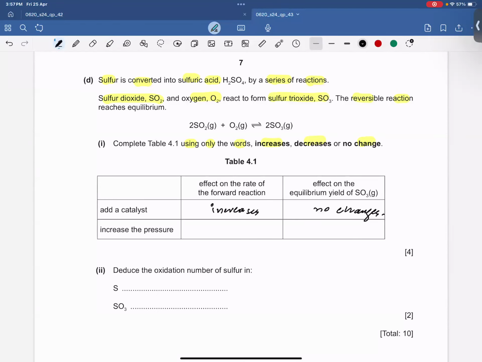Increasing the pressure increases the rate of reaction. And obviously, we have a total of 3 moles of reactant and a total of 2 moles of product, right? So if you are increasing the pressure, equilibrium favors the right hand side. So obviously the equilibrium yield of sulfur trioxide will increase.